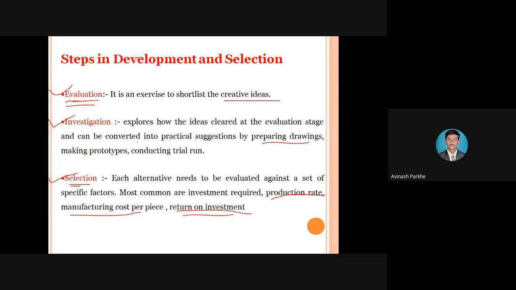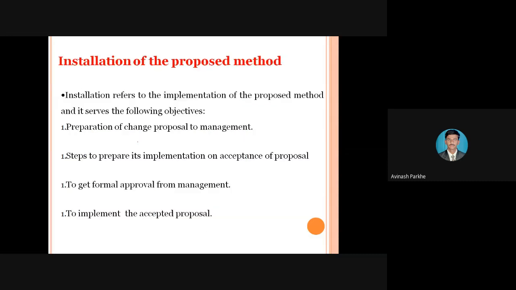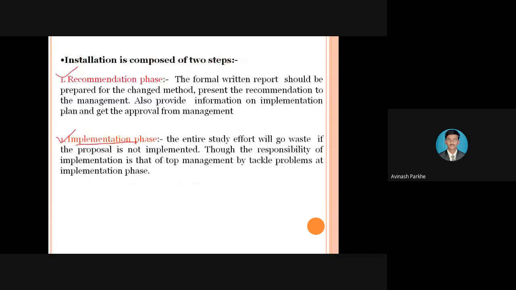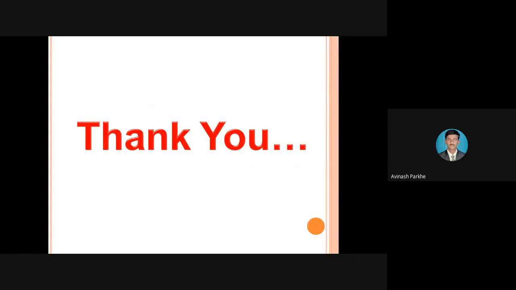Step number 1, evaluation. Step number 2, investigation. Step number 3, selection of one method, and after the selection, installation or implementation of that new method in the industry. So this is the installation, and the role of the management during the implementation is also very, very important. And with this, chapter number 2 is over.